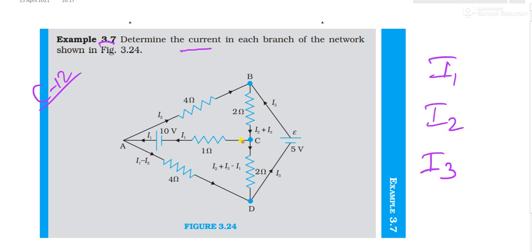First we will analyze this circuit, how the current is flowing. See here we have EMF 1, it's going to be 10 volt. From EMF 1 current I is coming. At junction A, I is going to come this side, and I2 is going this side. So we'll get I1 minus I2 going this side. I hope you understand.